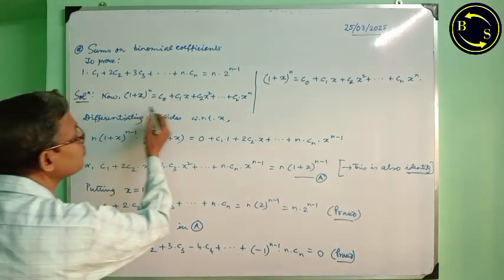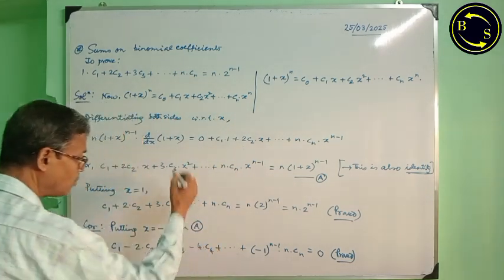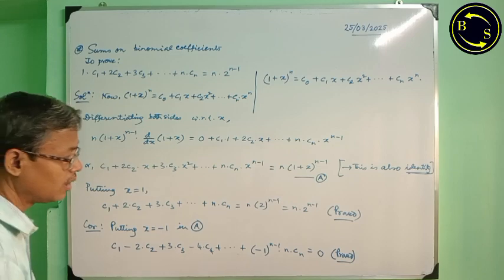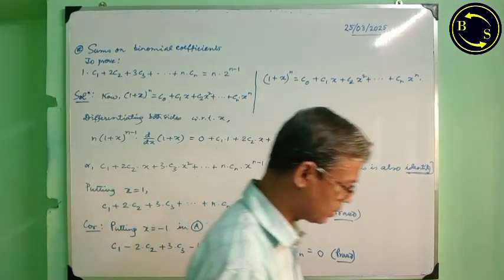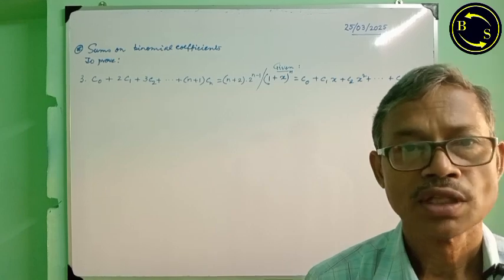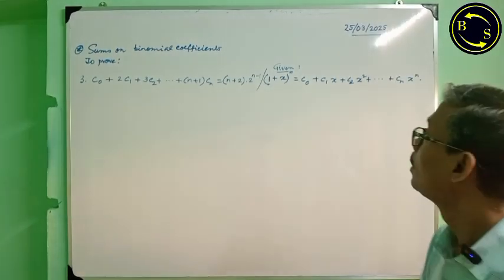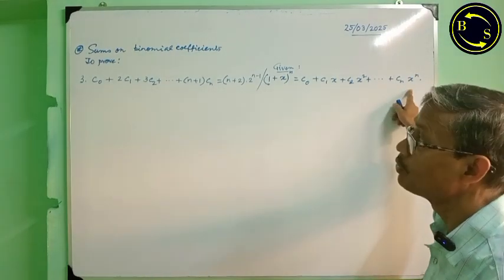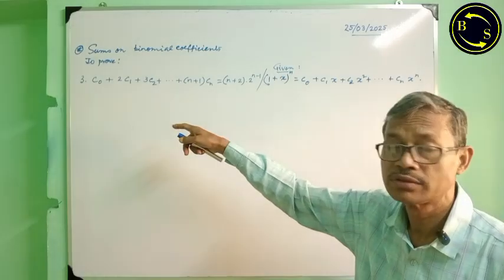Actually, we have to use this identity to solve both. That is why I considered these two together. Then next sum. Given this one, then we have to prove that.